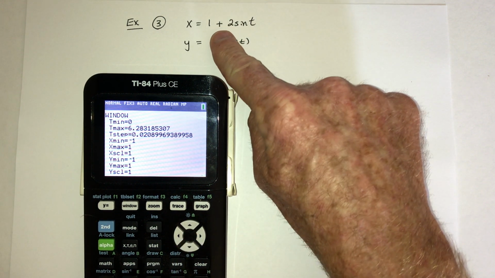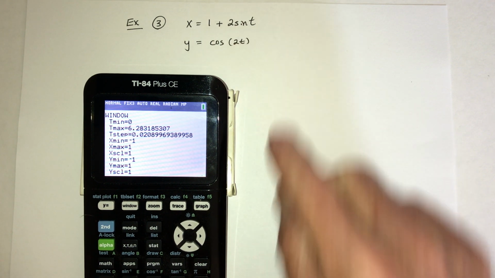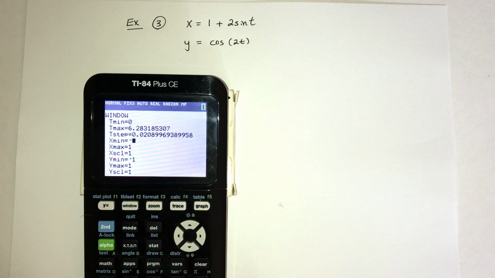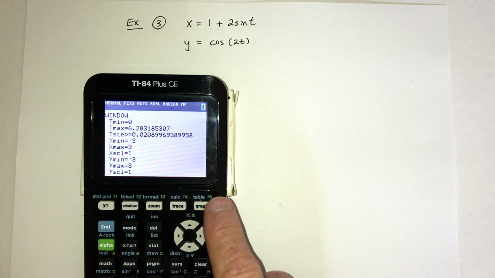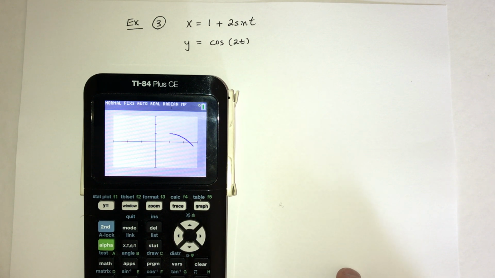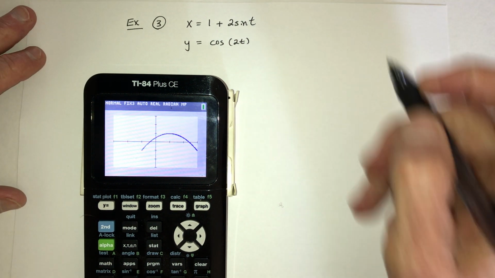And then x could get as big as 3. So I'm going to put -3 to 3. And then to be fair for the y's, I'm going to do the same thing, -3 to 3. And what does the graph look like? That looks like a parabola, or at least part of a parabola.